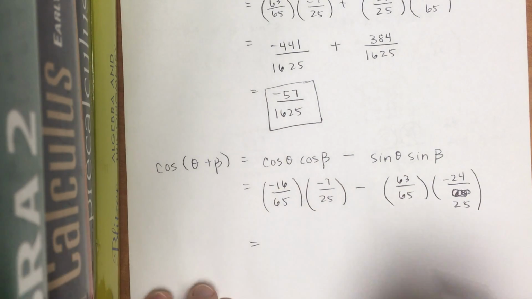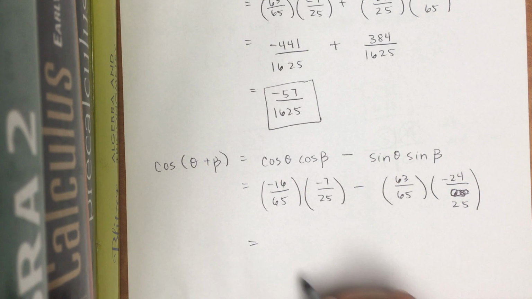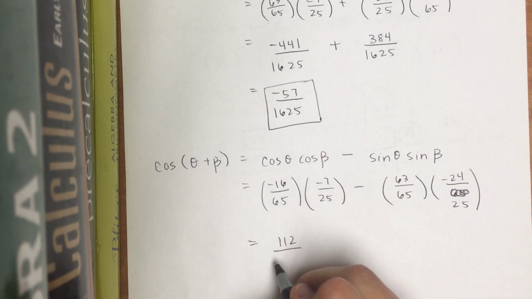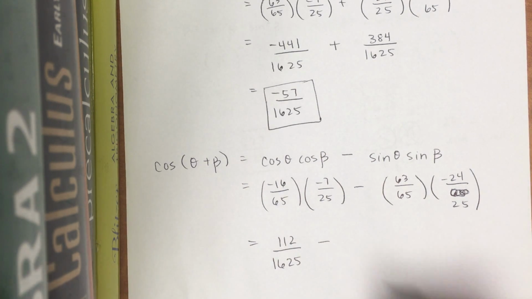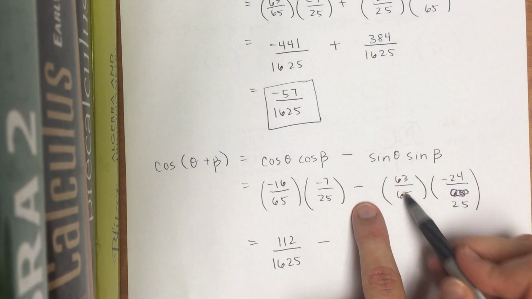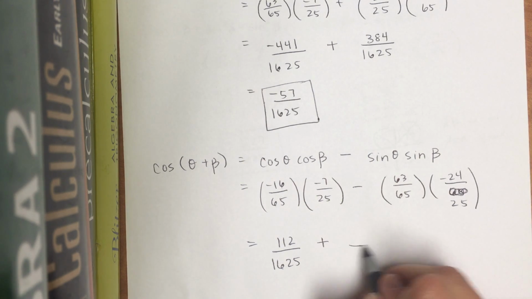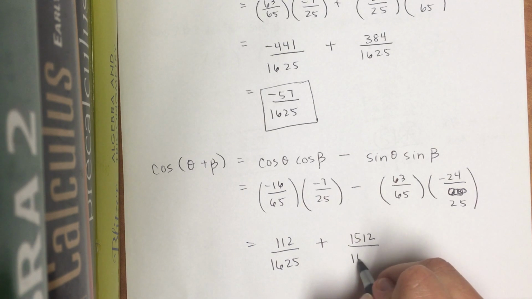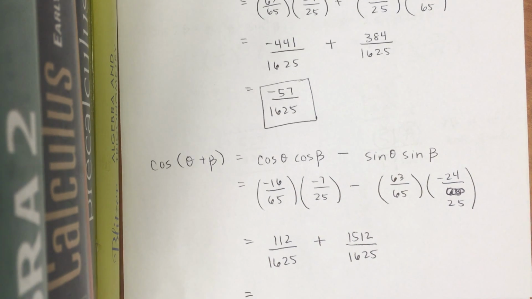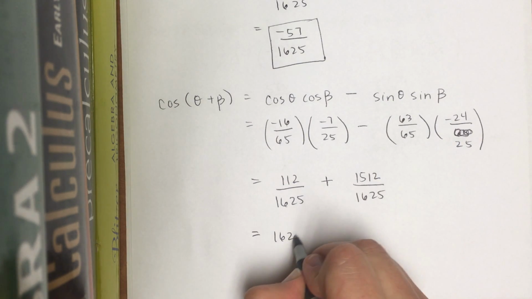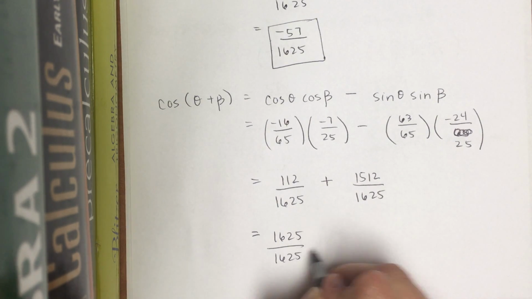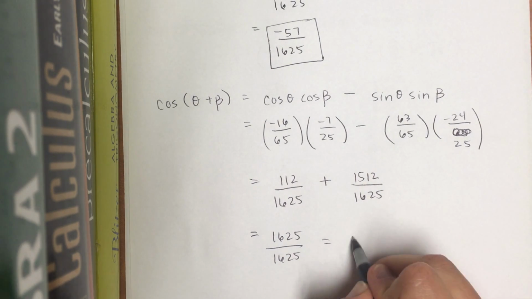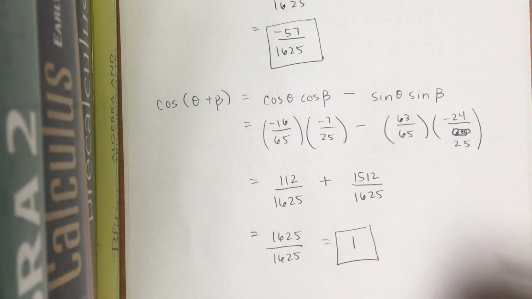Multiply everything together, so multiply across the top and multiply across the bottom. And then in your second fraction, minus, this will be a negative fraction, minus a negative ends up making this positive. And now they have the same denominator, so I can add them together. Oh, and simplify your fraction if you can. It happens to be 1.